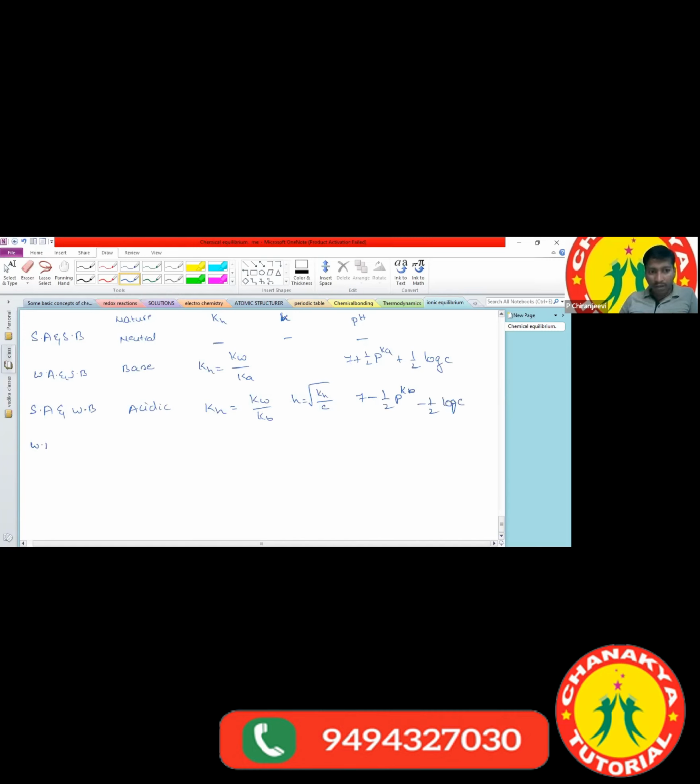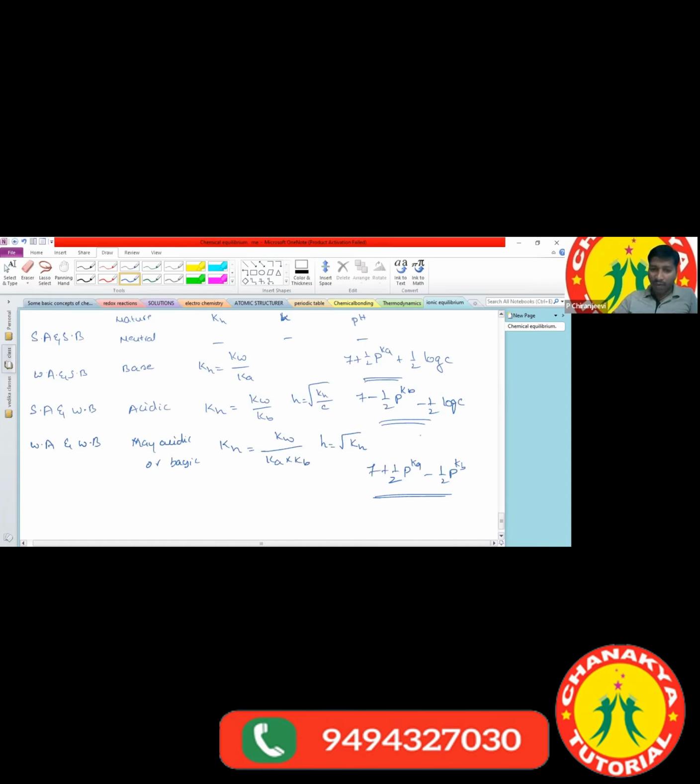And what is the other salt? The weak acid, weak base salt. The resulting solution may be acidic or basic. For the hydrolysis constant, Kh is equal to Kw by Ka into Kb, and the degree of hydrolysis is the square root of Kh. The pH formula is pH = 7 + 1/2 pKa - 1/2 pKb. These formulas are very important, because questions are asked on the calculation part. This is about salt hydrolysis.